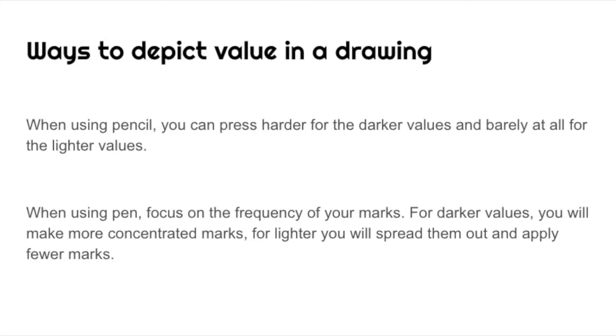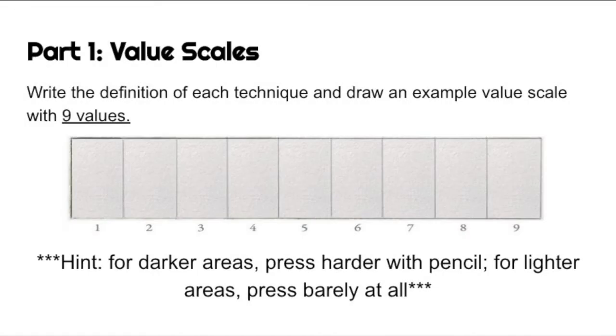When you are drawing, the tool you are using can heavily change your method of making value. When you're using a pencil, you will have to press harder to get darker values and lighter to get lighter values. When you're using a pen, you're going to focus on how frequent the marks are, meaning you might have to do multiple layers to get the darkness that you're looking for. This is an example of an empty value scale which you will use and create on your own sketchbook paper.